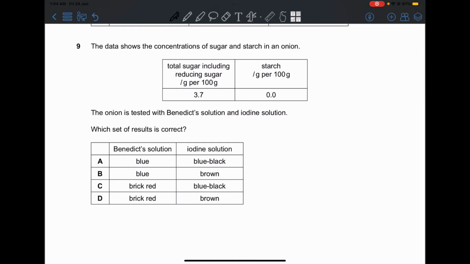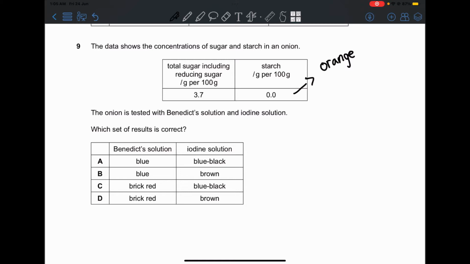Number 9, the data shows the concentrations of a sugar and starch in an onion. The onion is tested with Benedict's solution and iodine solution. Which set of results is correct? Now we know that if there is no starch, it's going to remain orange-brown. If you want to know more about iodine and Benedict's and all food tests, you can check out my video that I did about paper 6, where I explained all of these food tests in detail.